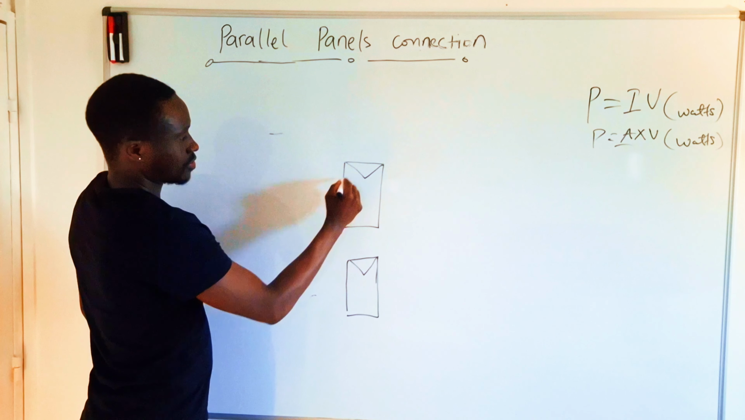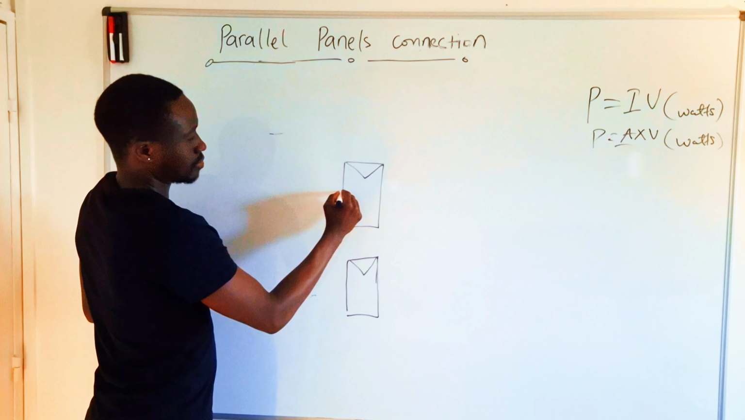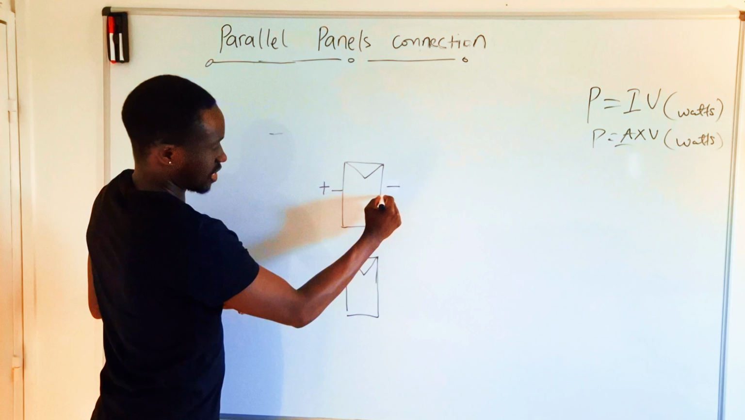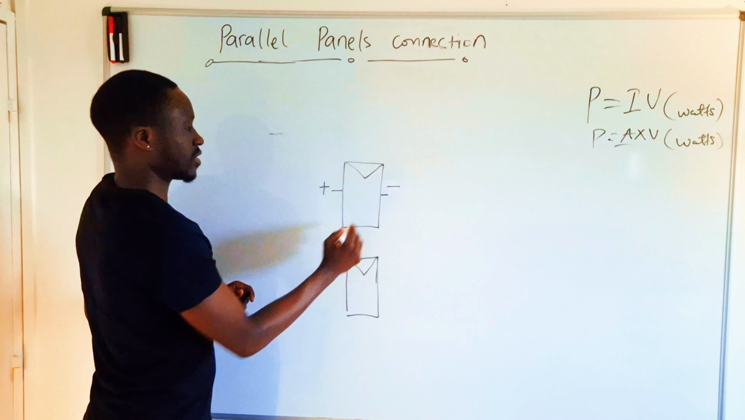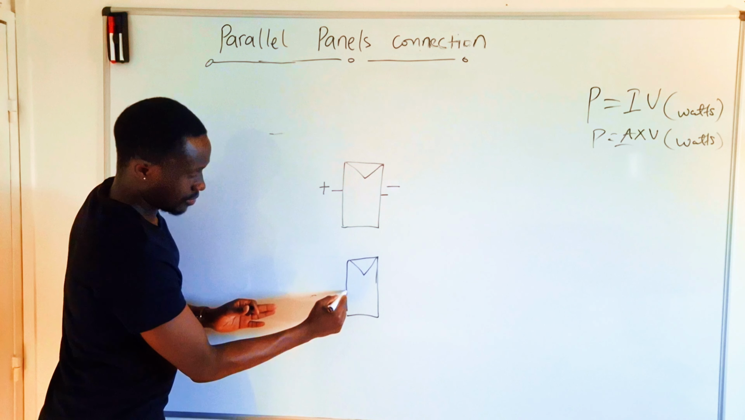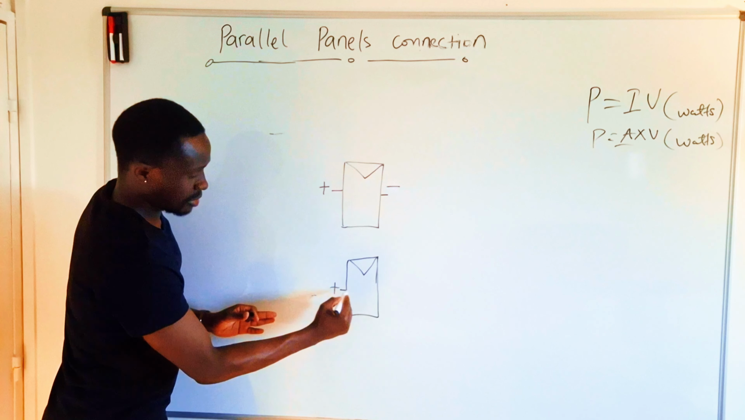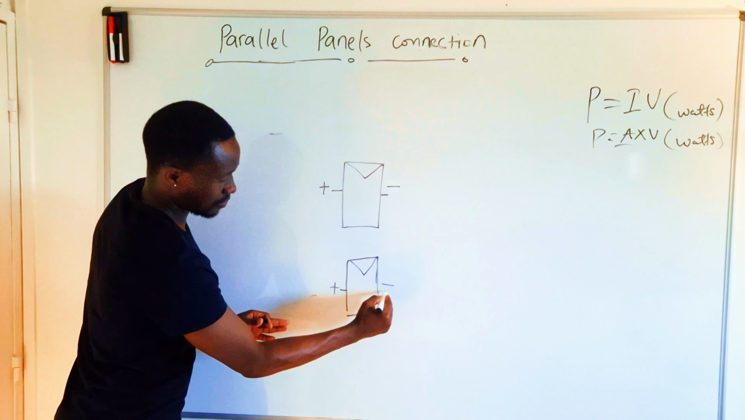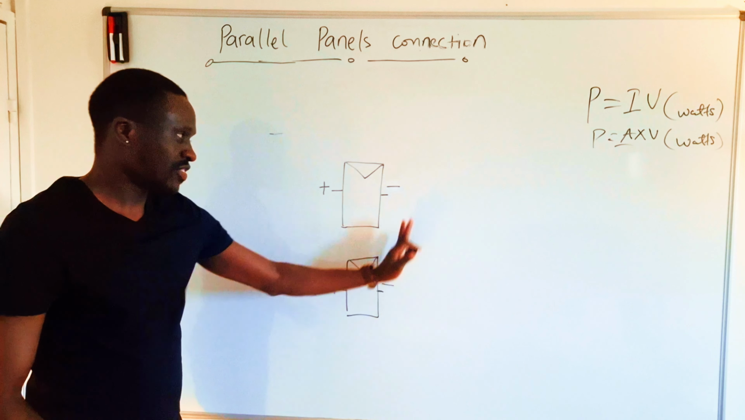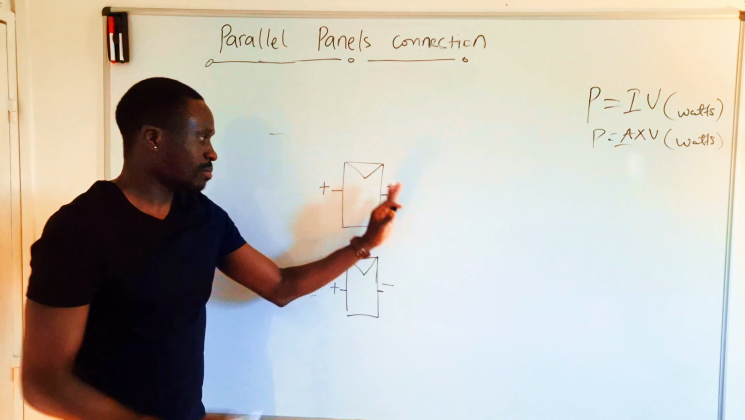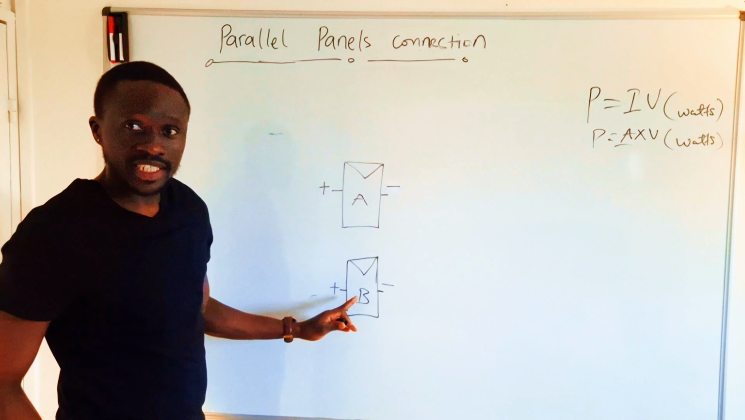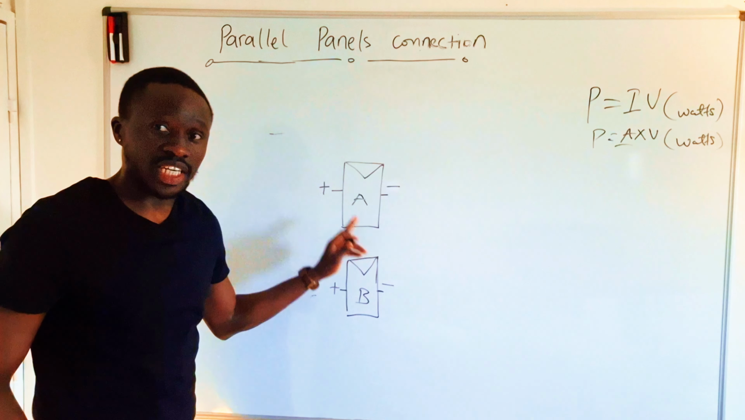We have, it has positive, it has negative. Positive terminal, negative terminal. Okay, this is our negative side, this is our positive. This is one panel, panel A, panel B. We want to connect this in parallel.